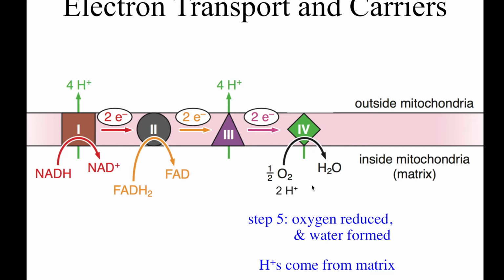If there's no oxygen available, if you run out of oxygen, stage 4 backs up and you can't do oxidation of FADH2, you can't do oxidation of NADH. Not only that, but stage 3 backs up and stage 2 backs up. And the only thing you have left that works is stage 1, glycolysis.